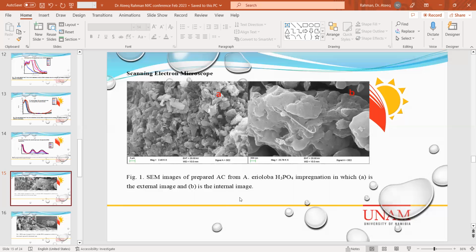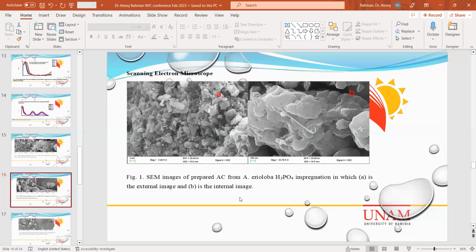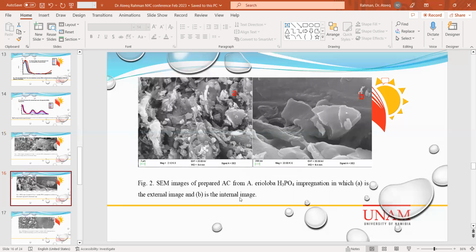Same images of the prepared AC from H3PO4. The external surface it is showing and the internal image also. The external image is the morphology, we will know what is the structure of the prepared AC from H3PO4. It might be rock solid, that is square or rectangle like that. And the B, the internal image, one sample they will detect and they will see whether there is porosity inside, what size of the pores it is, whether it is nano. Then the physical method also we have seen for this.